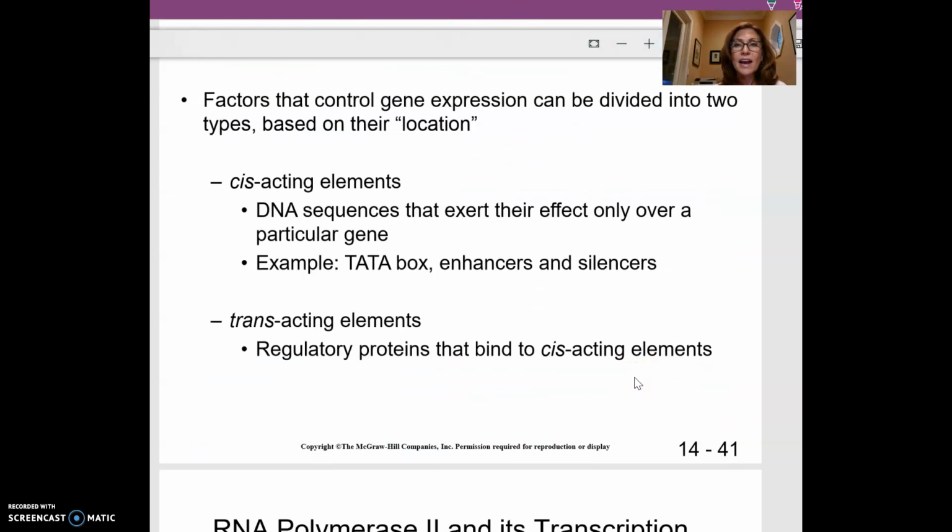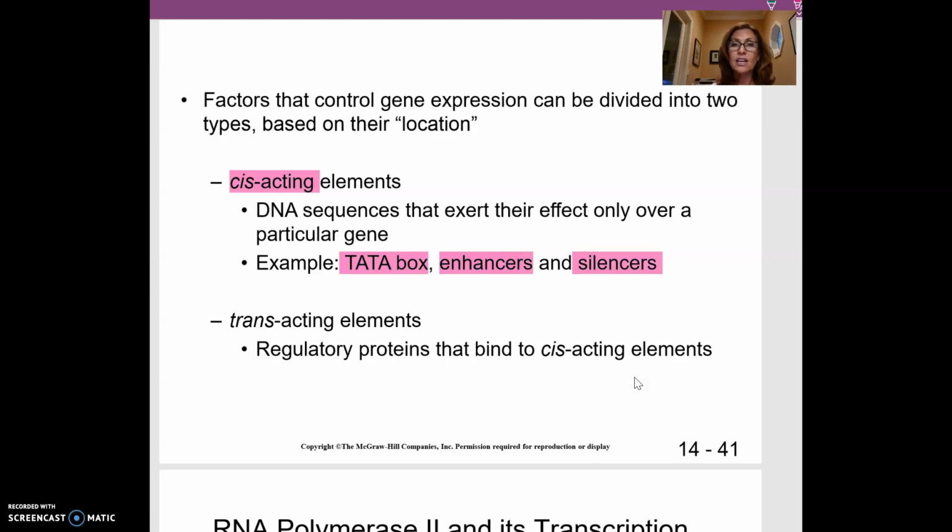So, what do we have to control gene expression based on where the gene is located? For example, which chromosome the gene is located on. We have one group of elements called cis-acting elements. These are like the TATA box, enhancers and silencers. What these do is directly exert control over that gene. They are basically turning the gene on and off, but only over a given gene at a time, not the whole genome.